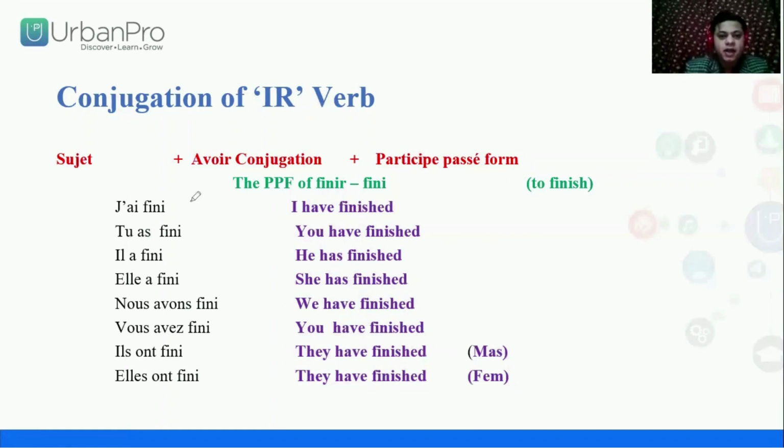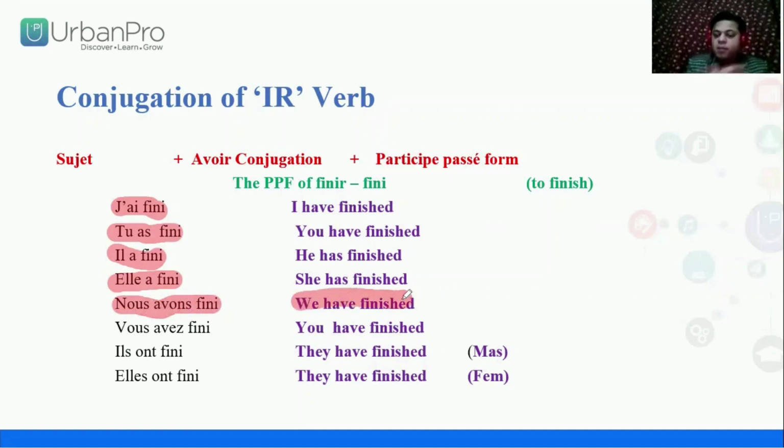If you can see here, we have written the avoir conjugation and the PPF. J'ai fini. Tu as fini, this is the avoir conjugation and this is the PPF. Il a fini. Elle a fini. You can see here, nous avons fini. This is the avoir conjugation, and then fini is the PPF, which means we have finished.